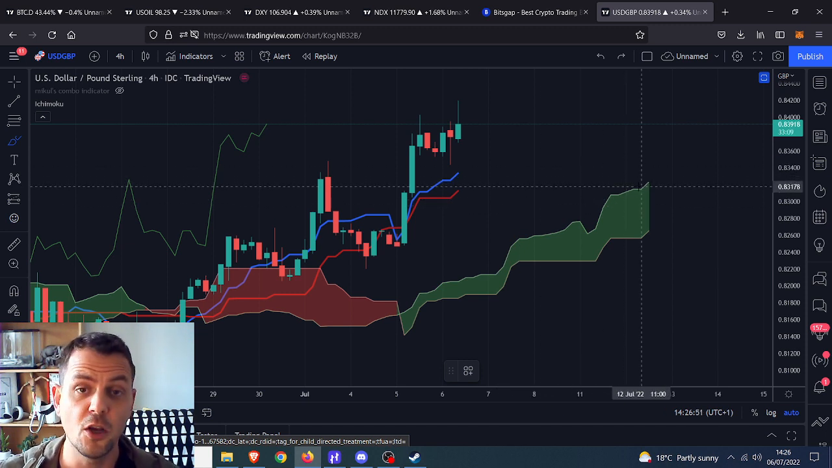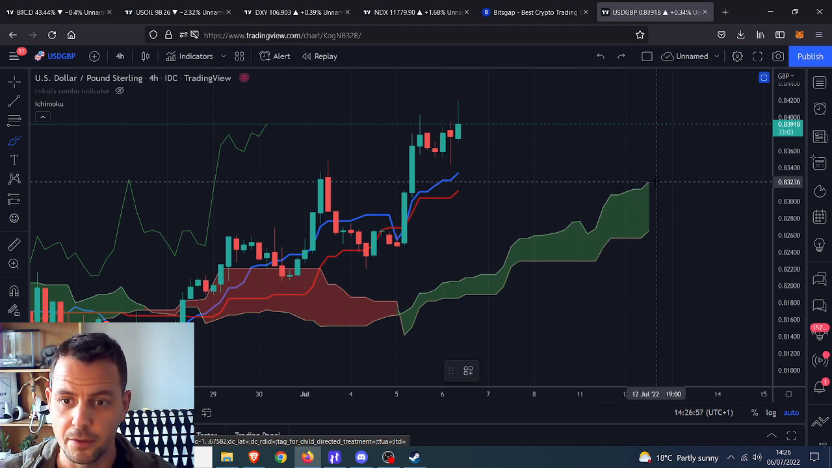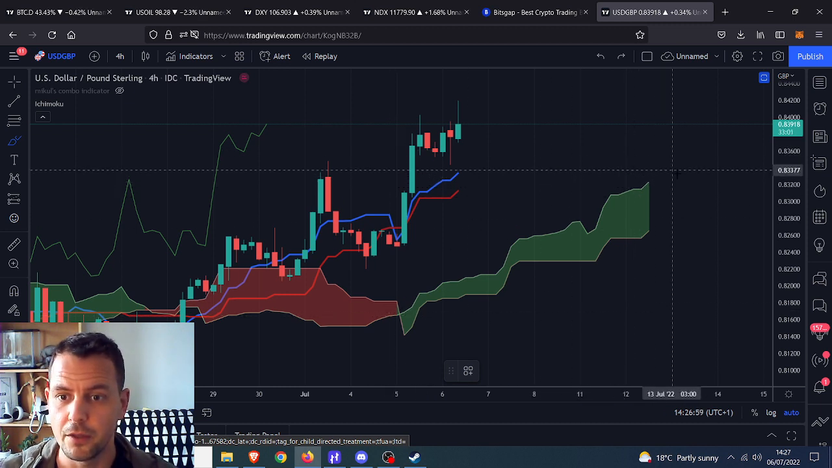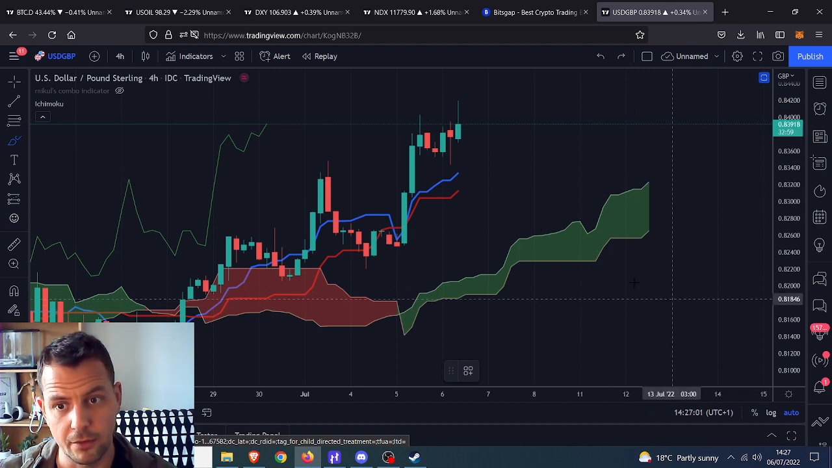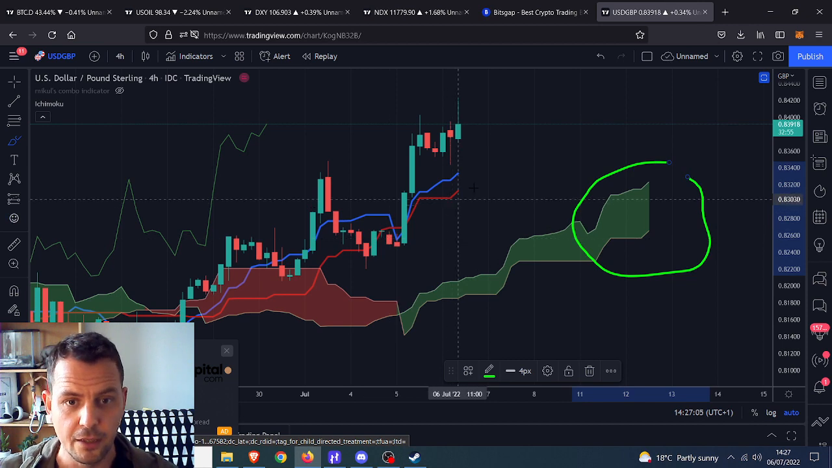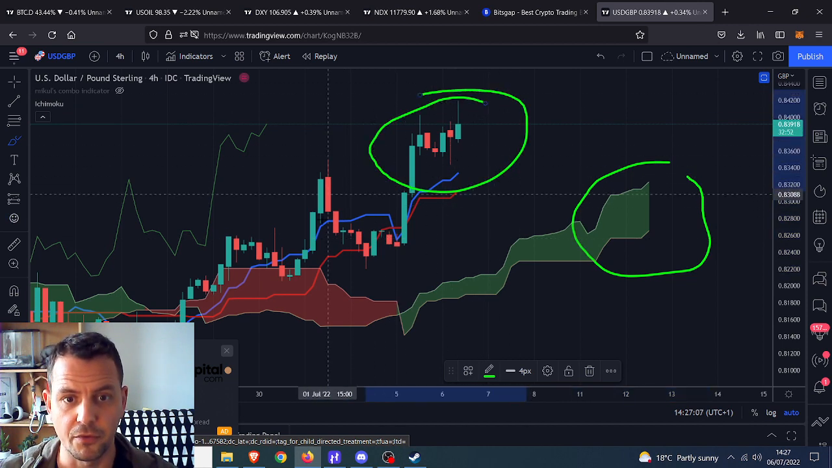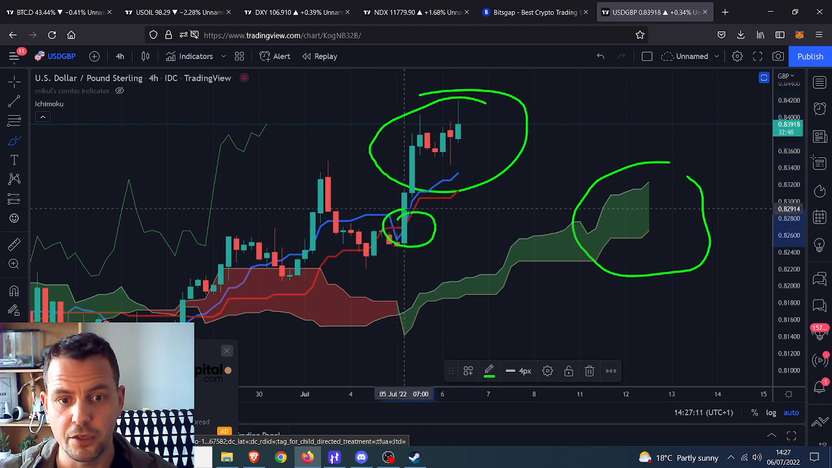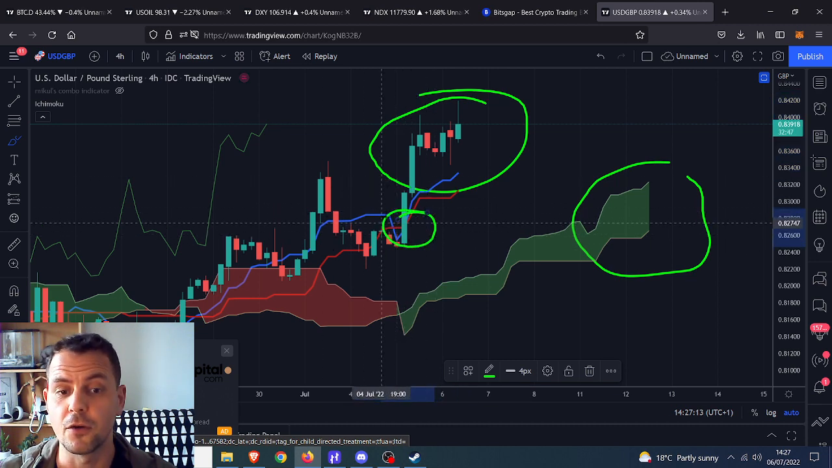The first thing, in no particular order, doesn't matter what order they find themselves in, so long as they're all present at the same time. The first thing is the cloud. The newly formed portion of the cloud, the cloud that's ahead of us, has to be green for longs. We've got that. The next thing is that the price has to be above the cloud, which is fine, we're above the cloud there.